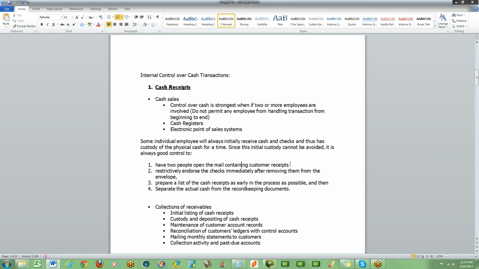It is not always necessary that you need to have this many employees, but ideally, in a big corporation, it is desirable to have this process. Nowadays, as you know, manual cash doesn't happen that much. It's always electronic transactions. Okay, so you have two people to open the mail containing the receipts. When you have two people, there's less chance of fraud. Restrictive endorsement of the checks. Prepare a list of cash receipts and separate actual cash from record-keeping documents.